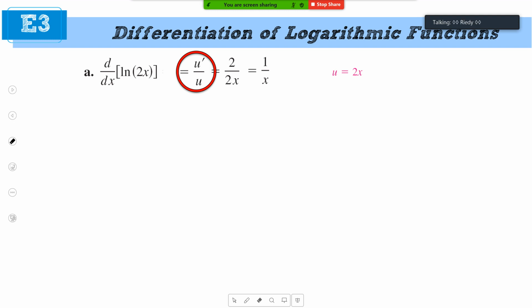Don't get this u confused with the u's from the u-substitution problems. It's a different technique here. We just happen to use the same variable. All right, try that one on your own. Simplify it as much as possible when you're done, please.